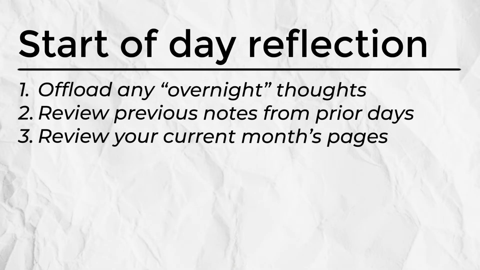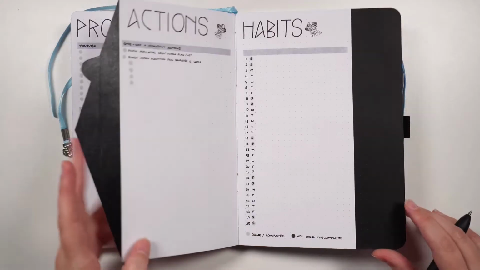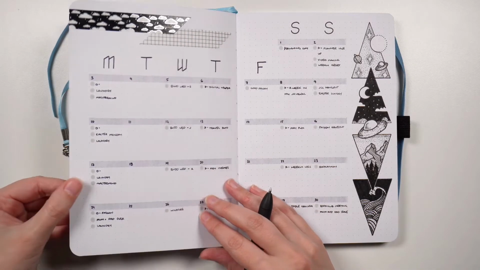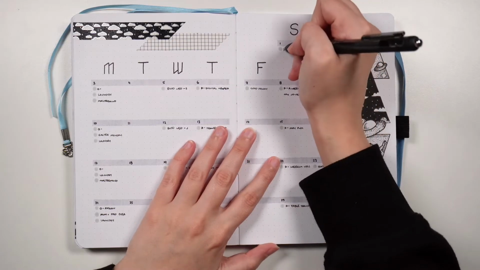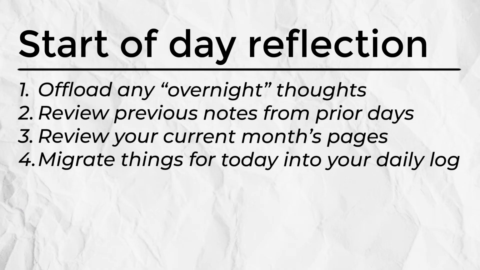The next step is to review the pages of the current month to remind you of any of your open tasks. Things that are going to get done today can then be migrated into your current daily log. But make sure it's only the stuff that you want to get done today. There's no point migrating a bunch of things into your daily log that you're not actually wanting to action today.